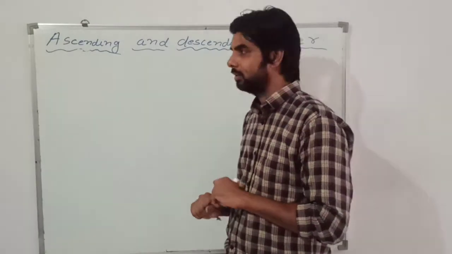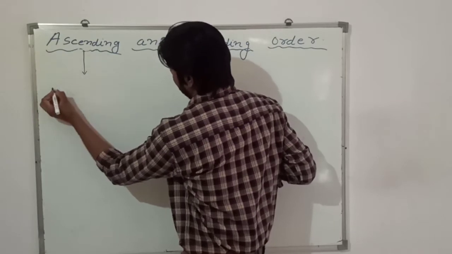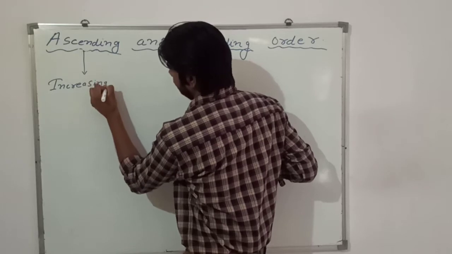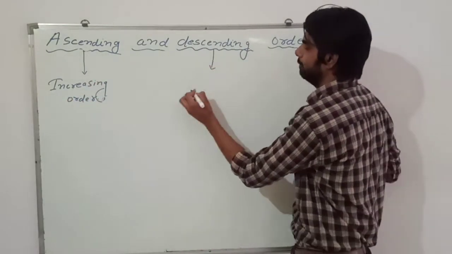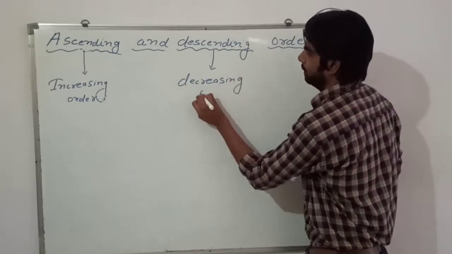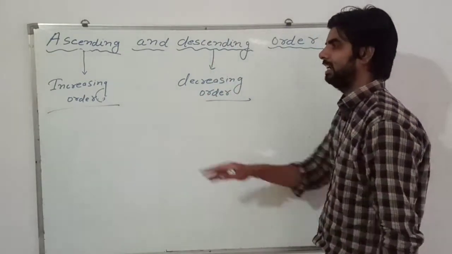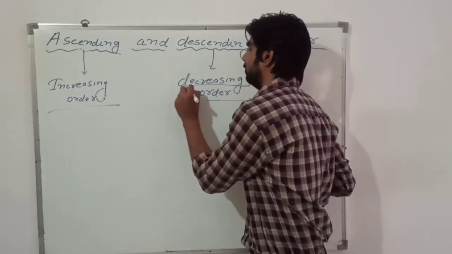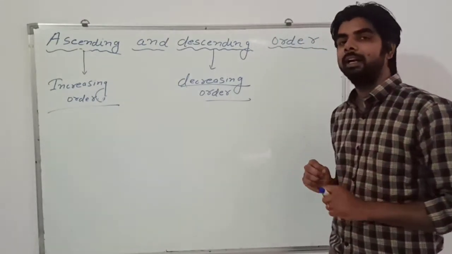Okay, let's learn what is the meaning of ascending. Ascending means increasing order, and descending means decreasing order. So we have to arrange the numbers in increasing and decreasing order.